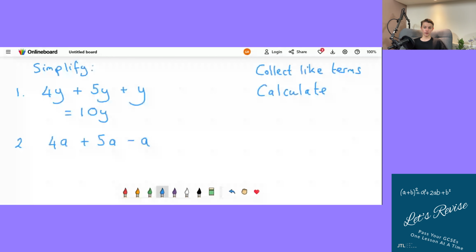This question number 2 is almost the same. 4a plus 5a minus a. So 4 plus 5 is 9, and they're both a, so 9a minus a is 8a. That is the answer.